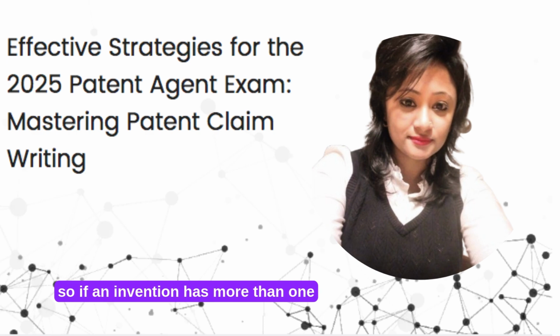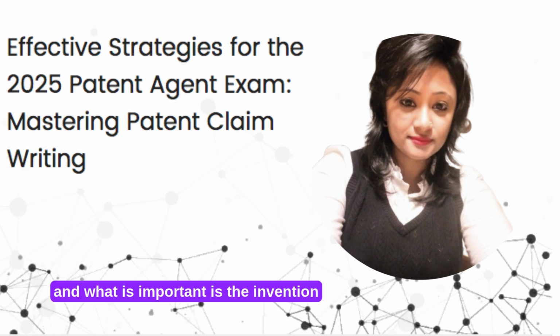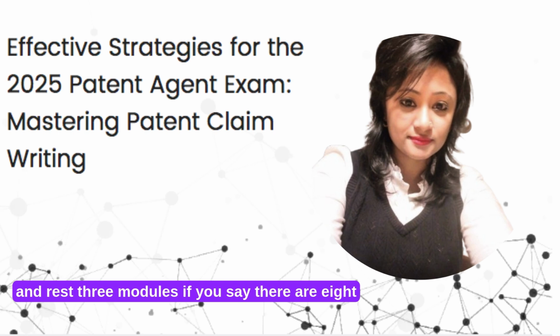If an invention has more than one embodiment, say for example, the element list for an innovation might have 7 to 8 elements or components or modules. What is important is the invention can work with 5 important modules. So the 5 important modules are going to form part of the independent claim, and if you say there are 8 modules, the rest 3 modules are going to form part of the dependent claims, maybe claim 2, claim 3, claim 4, and claim 5.